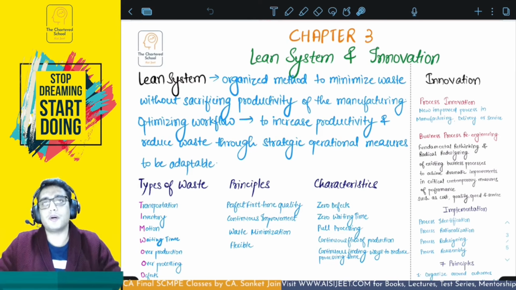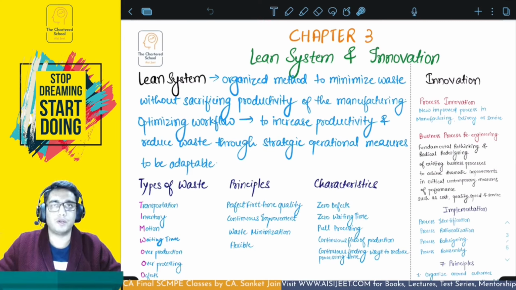In the innovation part we'll be discussing two things. One is that if you want to create a new process, what you can apply, and if you want to redesign or re-engineer an existing process, then what can you do? Okay, let's get to lean system.